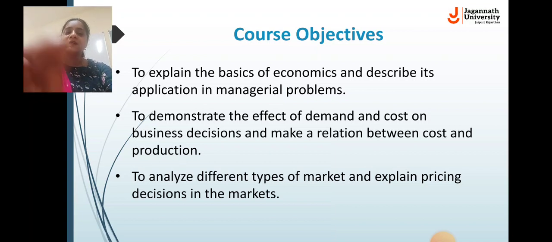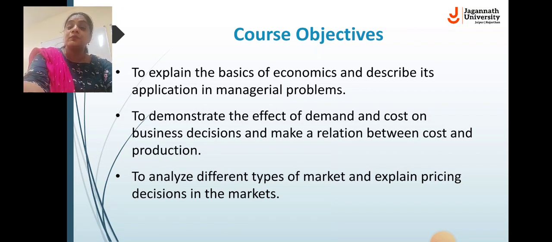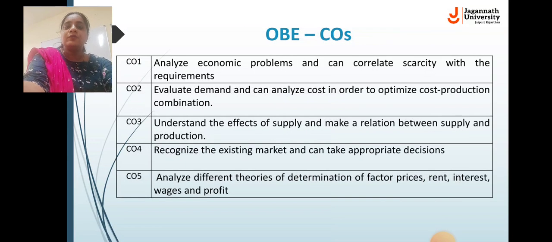Now, to analyze different types of market and explain different pricing decisions in the market. So what are the different kinds of market structures that exist, because for different product categories different market structures exist. For example, there is a perfect competitive market, there is a monopoly market for some product categories, there is monopolistic competition in some product categories. So we need to understand what kind of market structure is there and how the firms decide their price and output decisions in different markets.